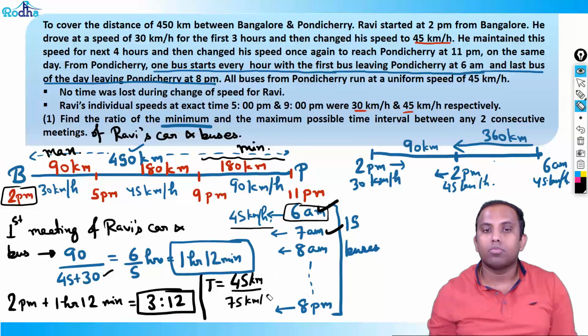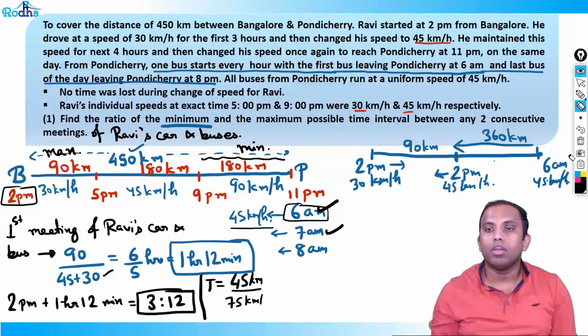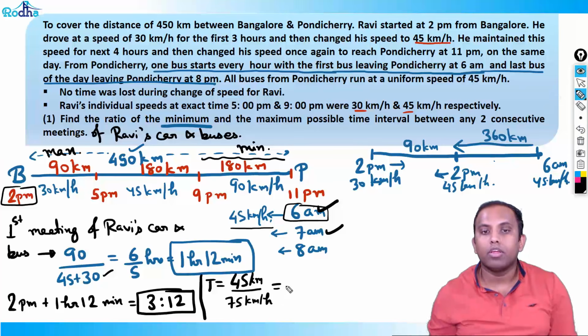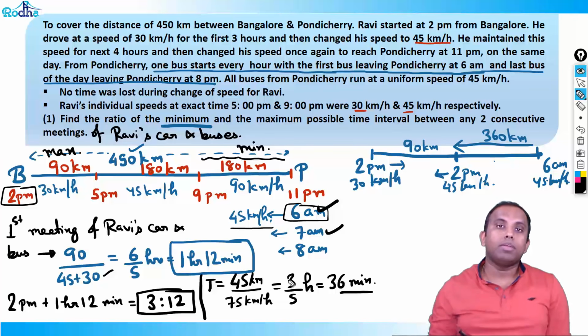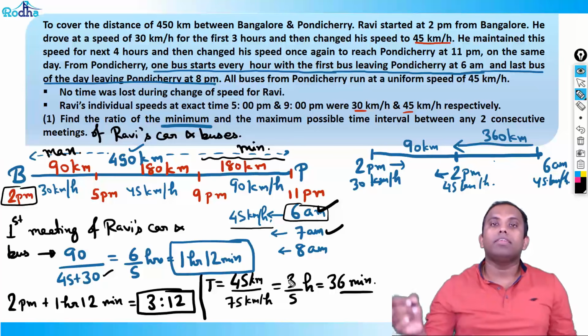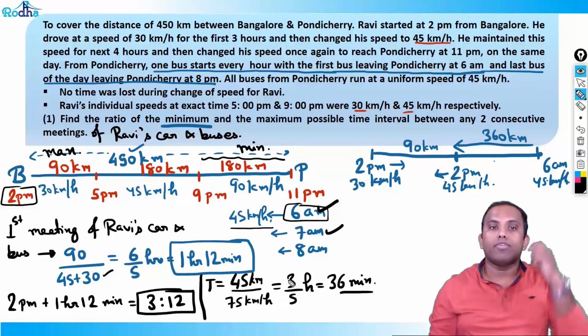So this part is obviously clear. It takes 3 by 5 hour. What is 3 by 5 hour? It means 36 minutes, right? So after 36 minutes, I'll catch another bus.